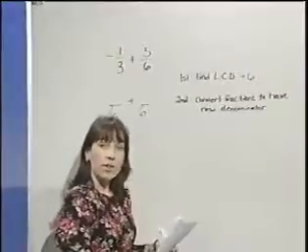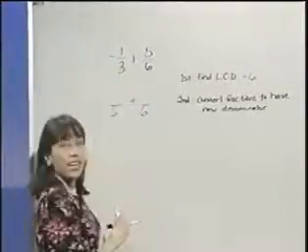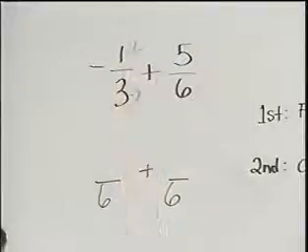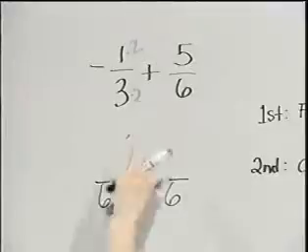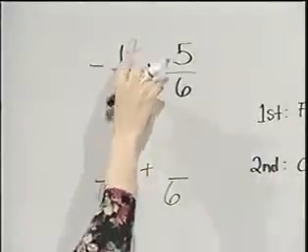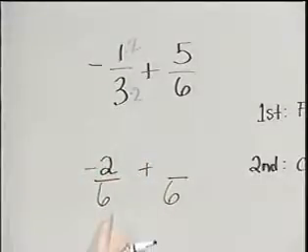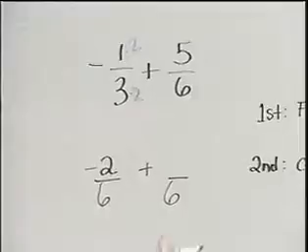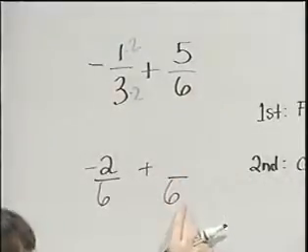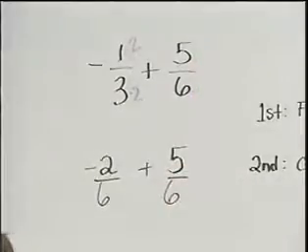And how do we go about doing that? Well, if you remember, you need to figure out what times 3 gives you 6. And in this case, 3 times 2 gives us 6. So we're going to multiply the denominator and the numerator by 2. So negative 1 times 2 on top gives us negative 2. And then on the bottom you have your 6. In the second case, you already have a fraction with a 6 in the denominator. So all you have to do is just keep the same numerator, which is 5.